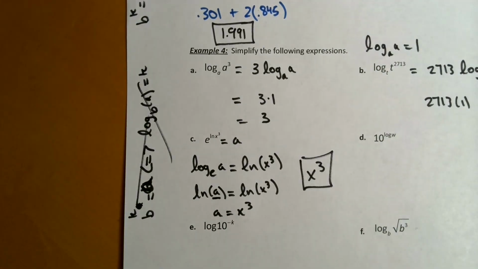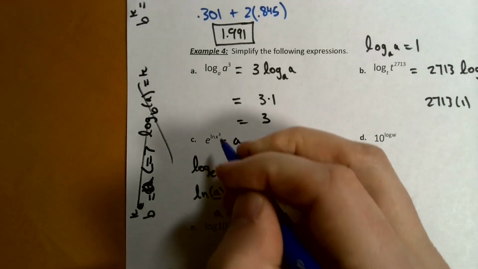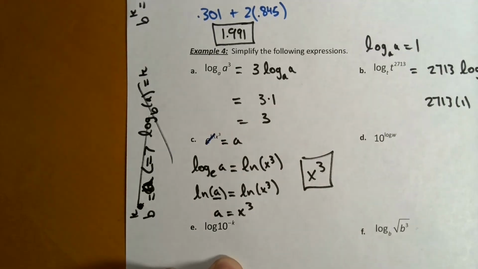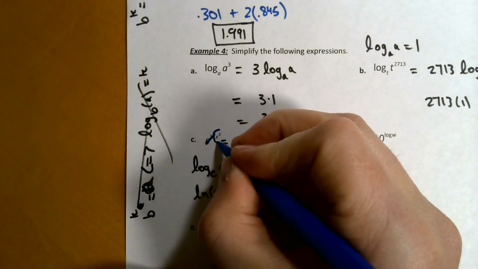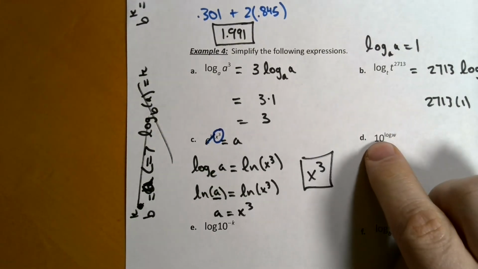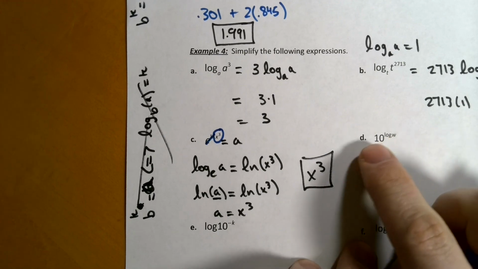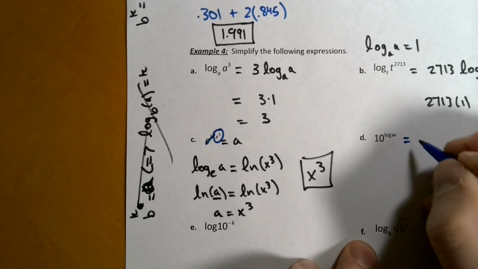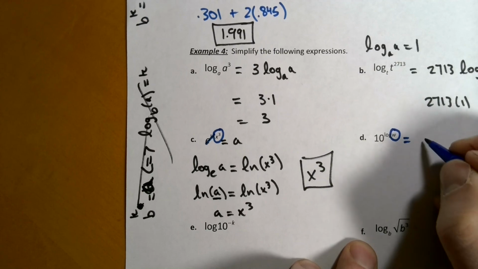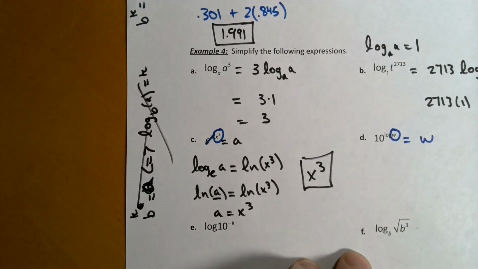Now that's a long process to show you why when you see e to the natural log of x cubed, these pieces essentially undo each other, and this is the answer. So as long as the base of the exponent matches the base of the logarithm in the exponent, the answer is whatever we're taking log of in that exponent, in other words, w.